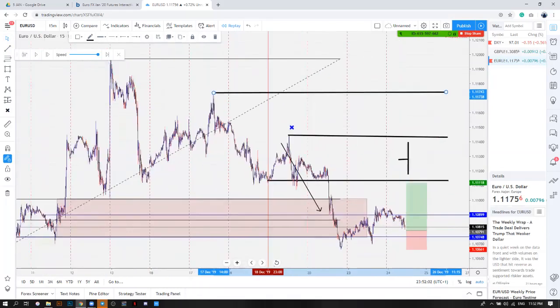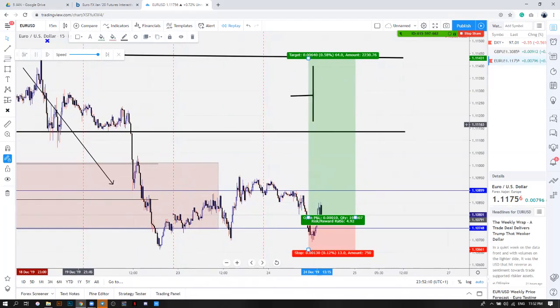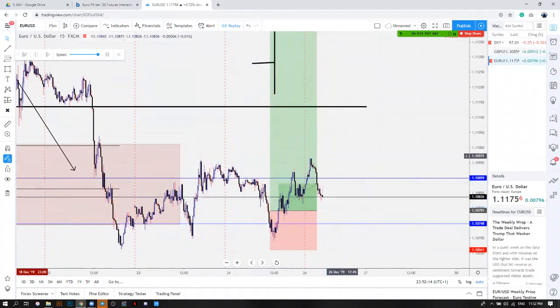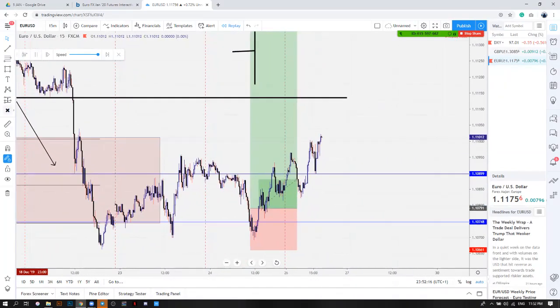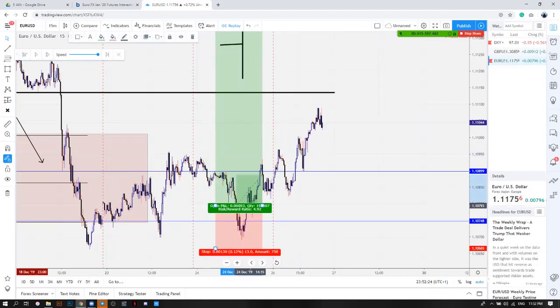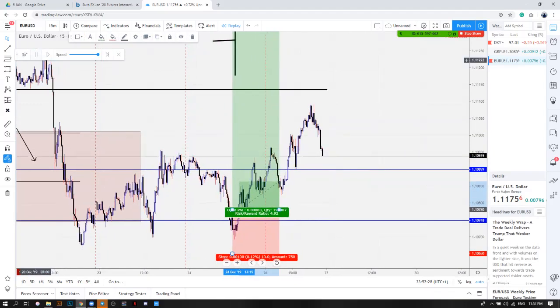So now let's see what the market does. Okay. Market goes up, creates a new high. Okay. Goes up, creates a new high. Currently we're in profit. Okay, the market is going up.